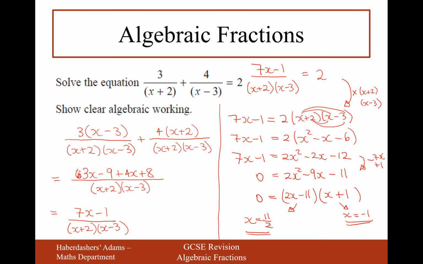So when x is 11 divided by 2, the 2's will cancel and there'll be 11 and minus 11. So that's the answer for the first bracket. And then for this bracket here, if x is minus 1, minus 1 plus 1 is 0. So that's the answer for the second bracket. Very difficult question, this one. Very well done if you made some good progress on this.